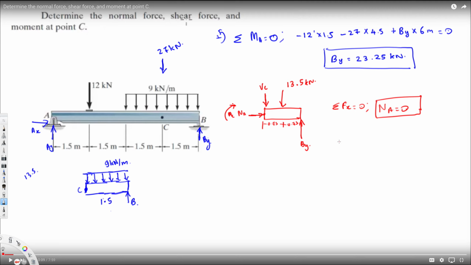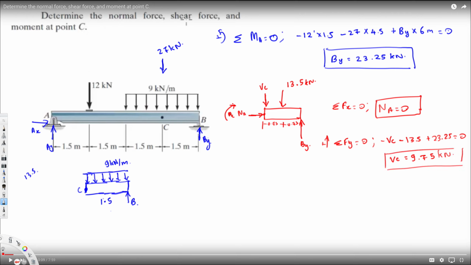Then we can find the VC. Sigma Fy is equal to 0 in statics, and if I take upper direction positive and solve, it's going to be negative VC, negative 13.5, and By is positive, and we know By already, 23.25, equal to 0. If I find VC, it's going to be equal to 9.75. Since the answer is positive, the direction is right, it's acting downward. So this is the answer for VC.